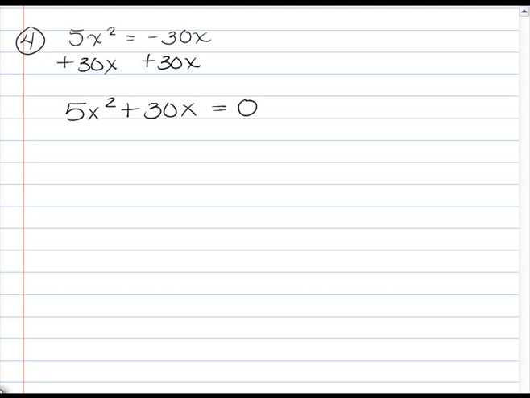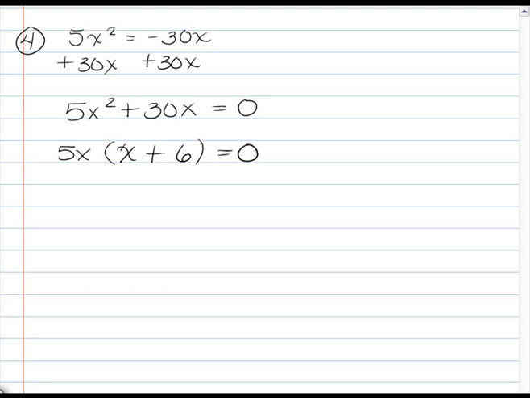Now, this is a little different from the last three examples I've given you because this one doesn't have that constant term on the end. And if you'll notice, the two terms you do have not only have a 5 in common, but they also have an x in common. So we're actually going to pull out the greatest common factor, which is 5x, which will leave us x plus 6 equal to 0.